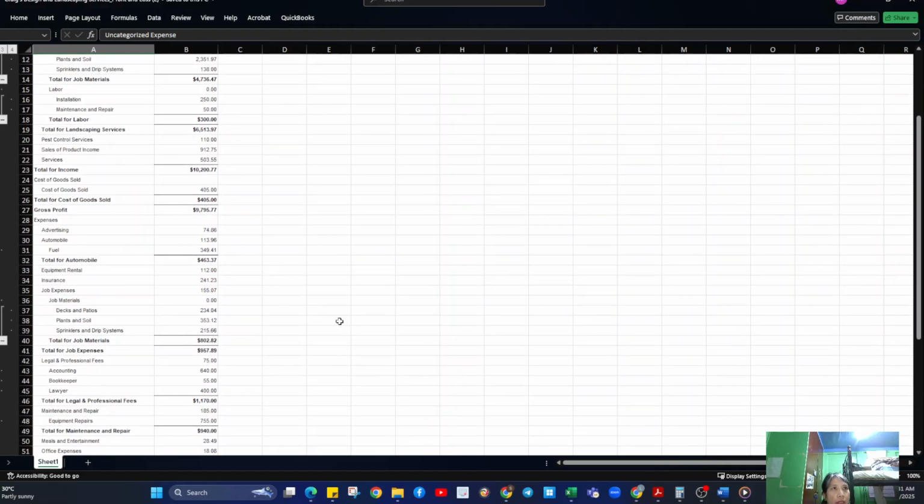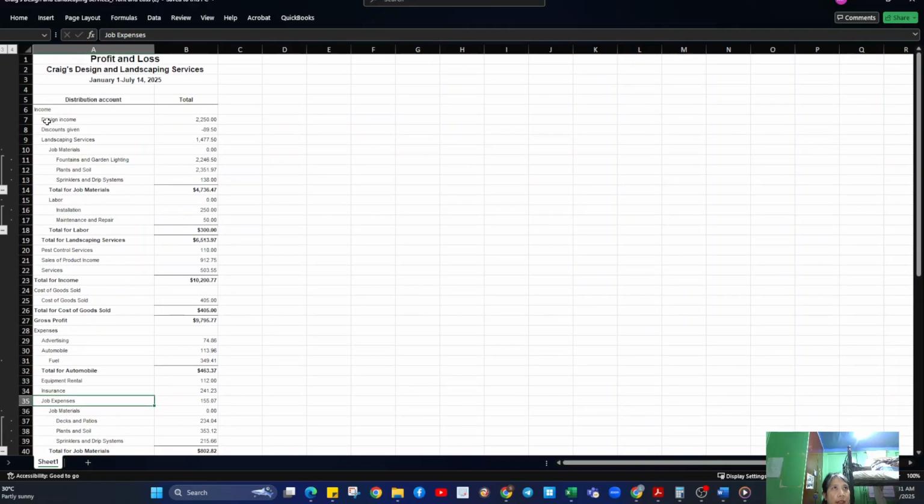And also looking through the expenses, I notice here, first, these are the income, landscaping. We have here the materials, the labor, and then pest control services, sales of product income, meaning they're selling products. It's not just purely services, design and landscaping. There's also a product being sold, and then there's services in here. So this is a generic service.